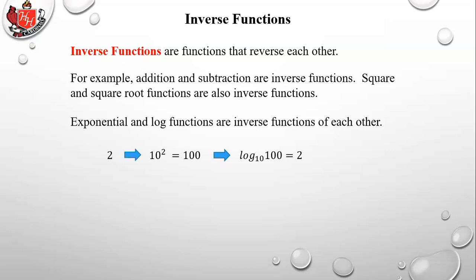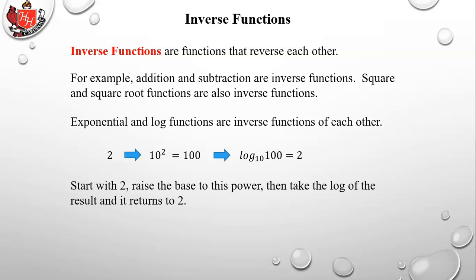So let's start with the number 2. Now you're going to raise 10 to the second power, and that gives you 100. Now you're going to take the log base 10 of 100, and it gets you back to 2. So you started with 2, you ended with 2, because the exponential 10 raised to the x power, 10 to the second power, and log base 10 of 100 gave you a 2 back. So they reverse each other, and that's what inverse functions do. So start with 2, raise the base to this power, then take the log of the result, and it returns to 2.